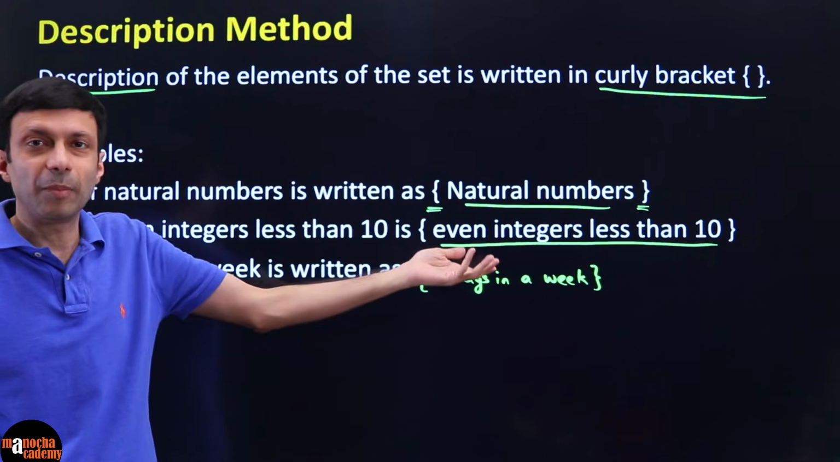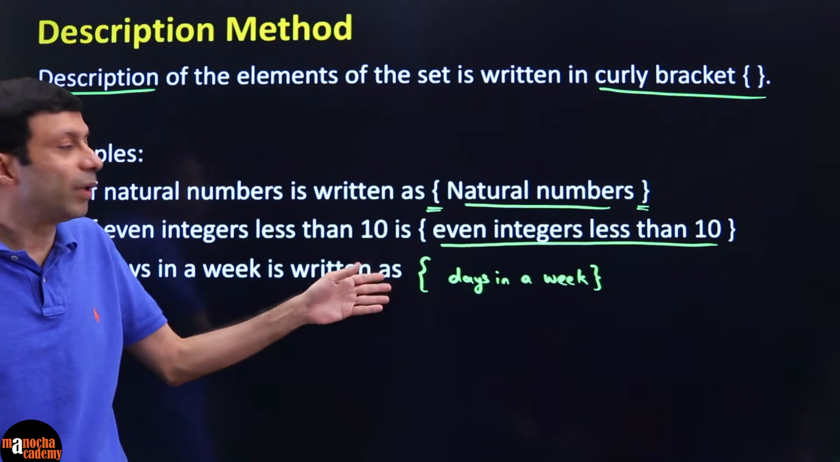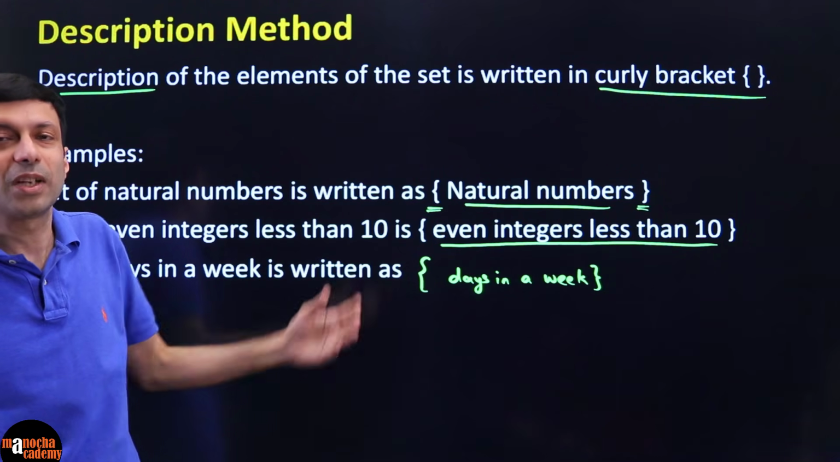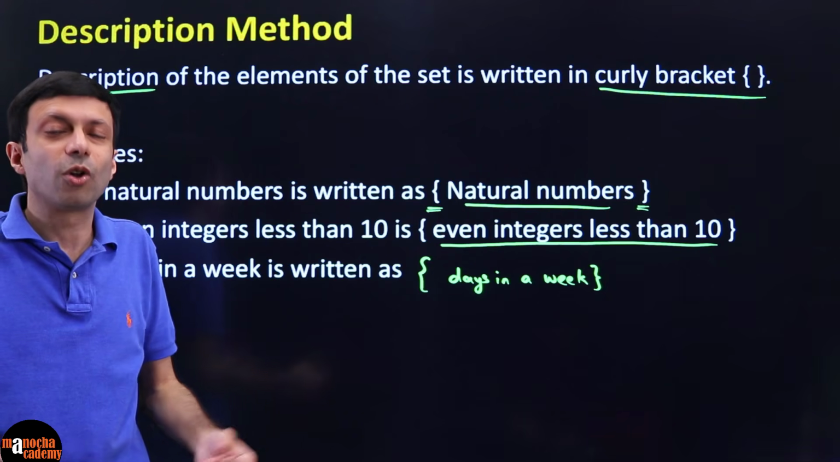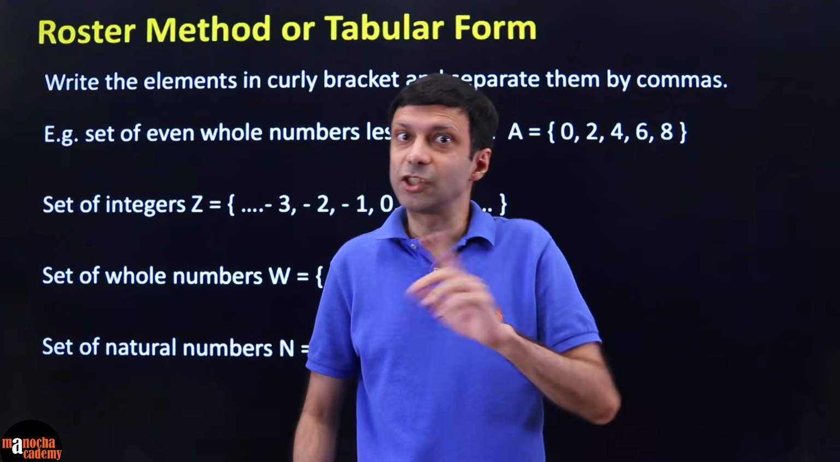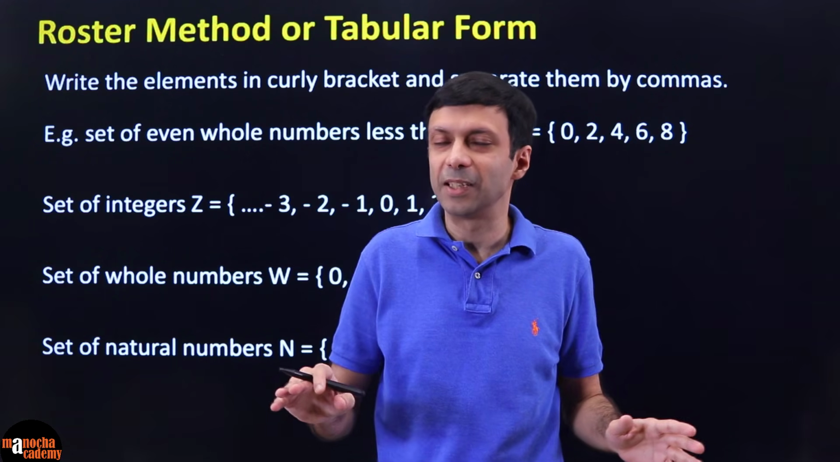Here we are just describing the set in a very simple way without writing down each and every element. Can you see? In the description, we are just giving a simple sentence for what the set represents. In the description method, we describe the set in a simple sentence.